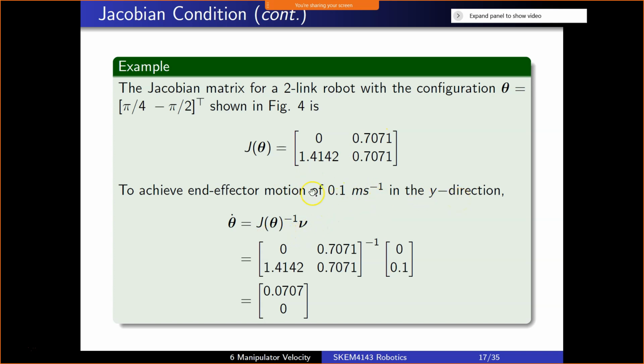So we can use the inverse of Jacobian. You take the inverse of this, you multiply with the desired spatial velocity. So Vx equals 0, Vy equals 0.1 meter per second. And the computed joint velocity is 0.0707 radian per second. That is theta 1 dot, and theta 2 dot to be 0. And let's try to investigate if this is correct.